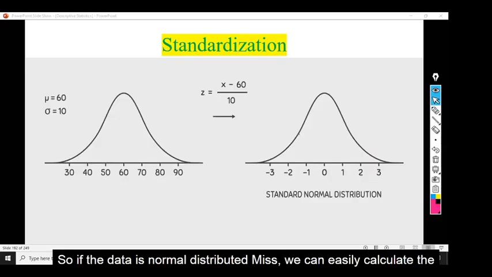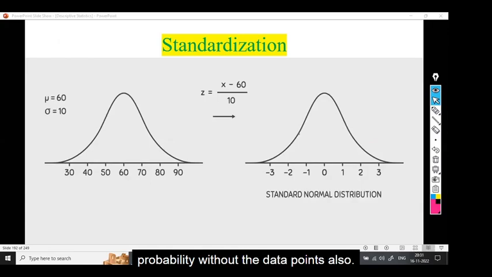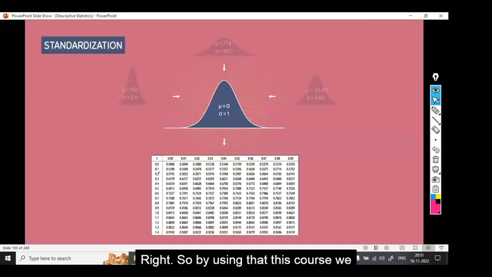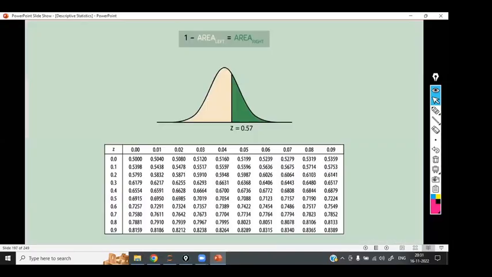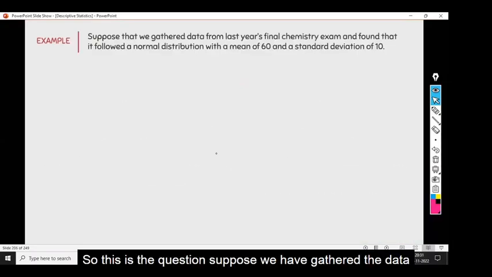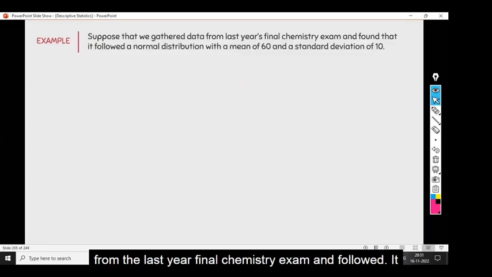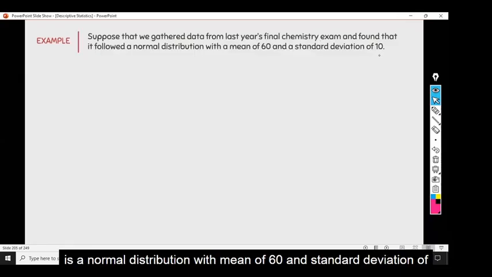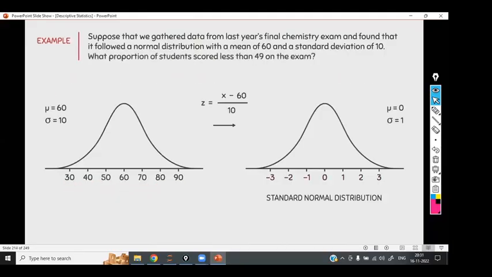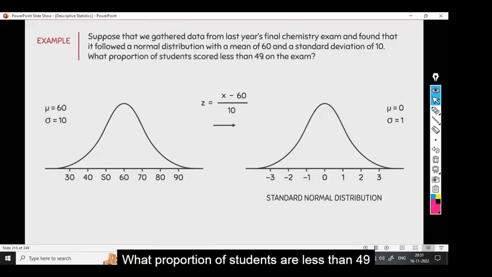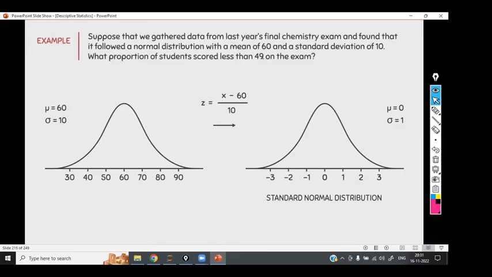Is that clear, guys? If the data is normally distributed, we can easily calculate the probability without the data points also. By using the Z-scores, we are able to calculate. In the certification, for example, this is the question. Suppose we have gathered data from last year's final chemistry exam, and it follows a normal distribution with a mean of 60 and a standard deviation of 10. The question is: what proportion of students are less than 49?